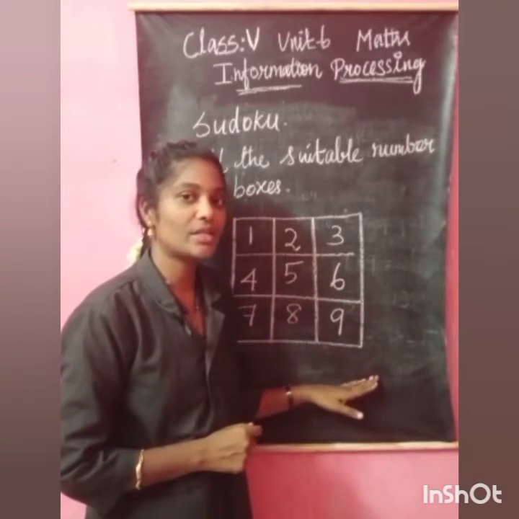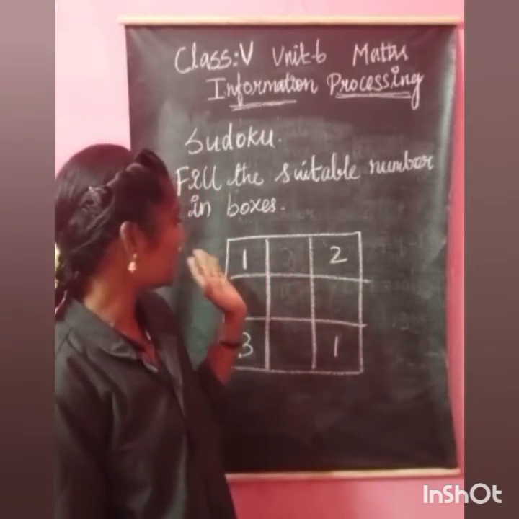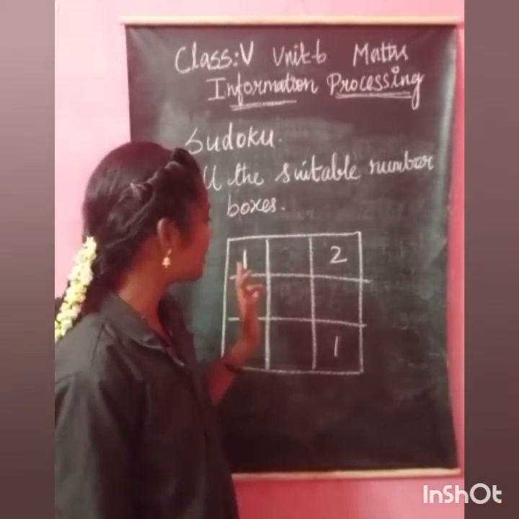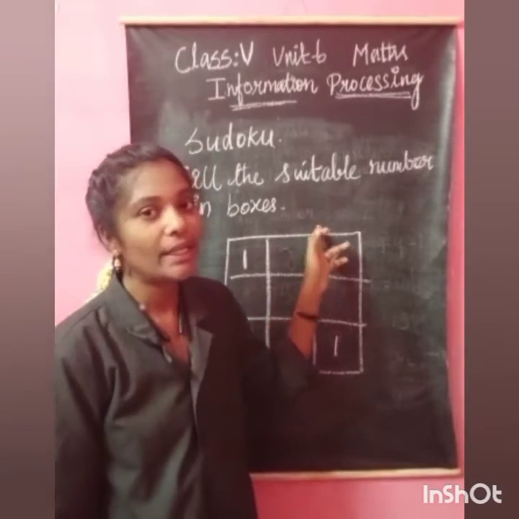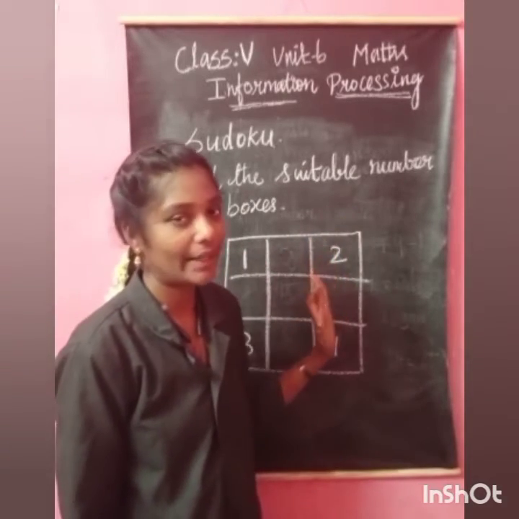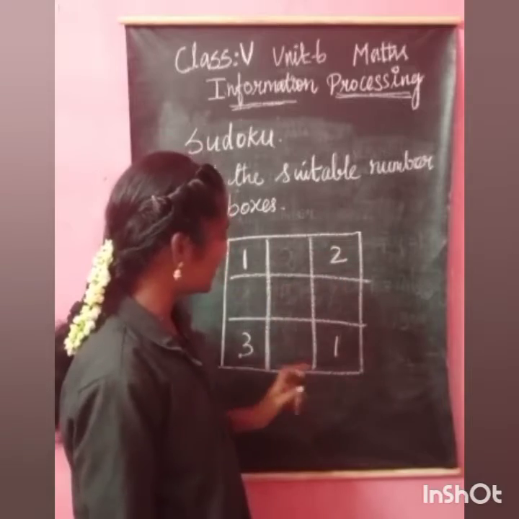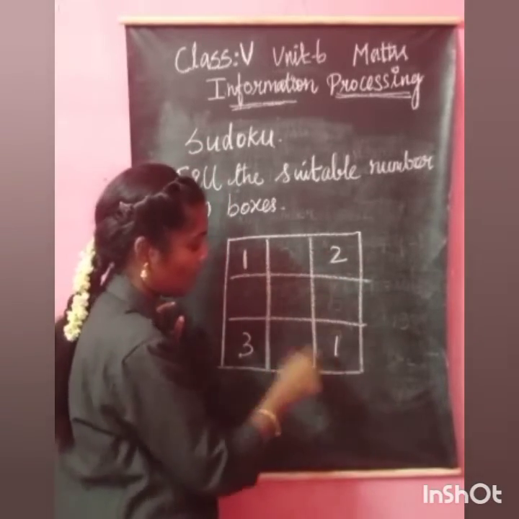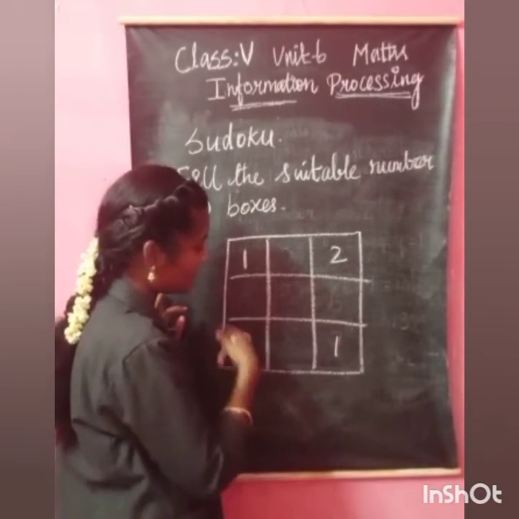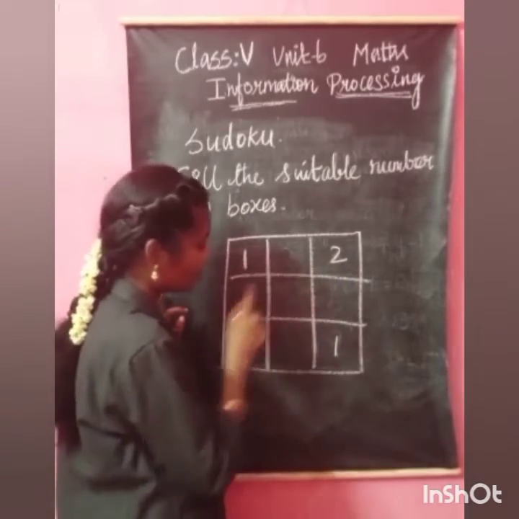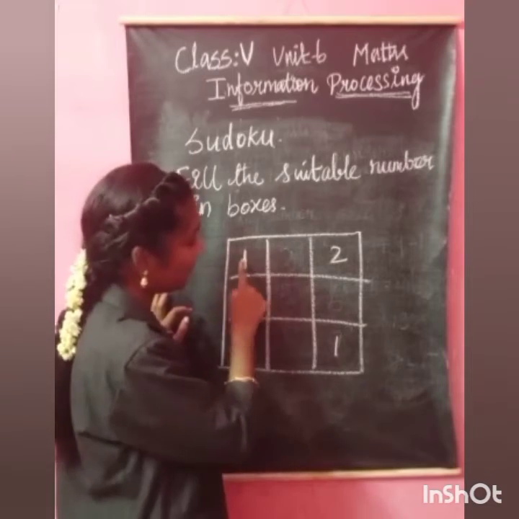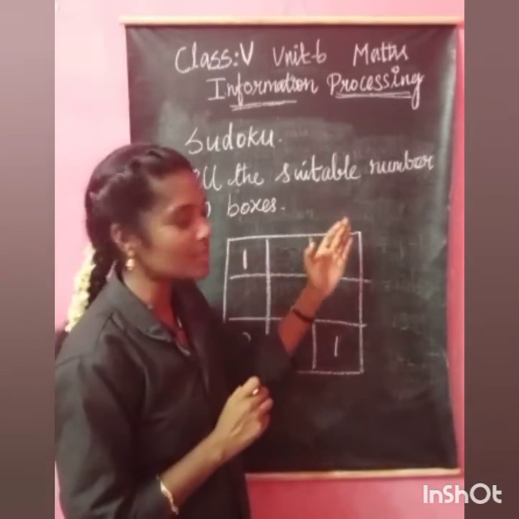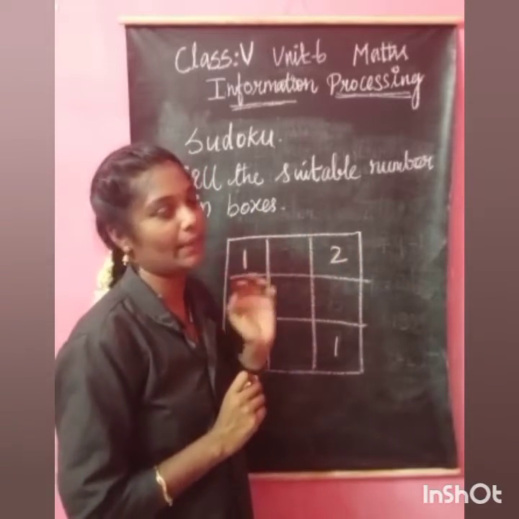Are you understood, children? Next sum. Same thing: fill the suitable number in the box. This also has 3 by 3 boxes given. There are 3 rows and 3 columns. The numbers given are 1, 2, 3, and 1 is repeated. So we are using the numbers 1, 2, 3.